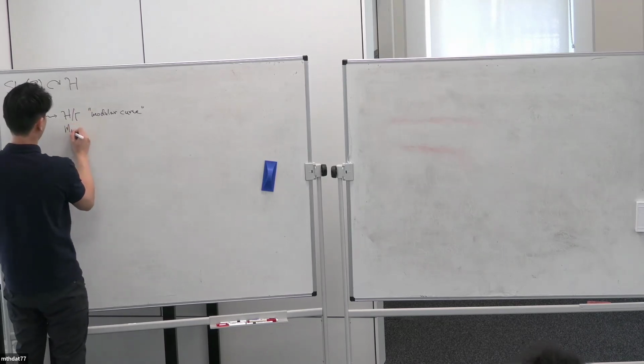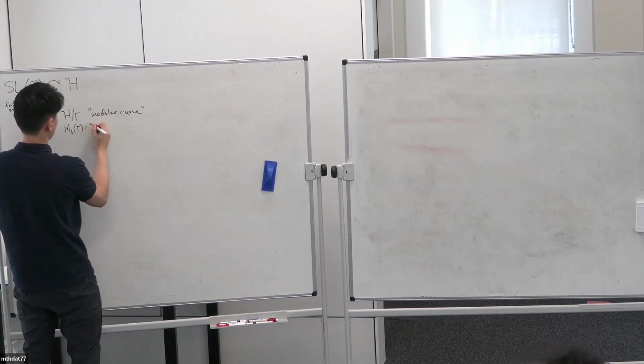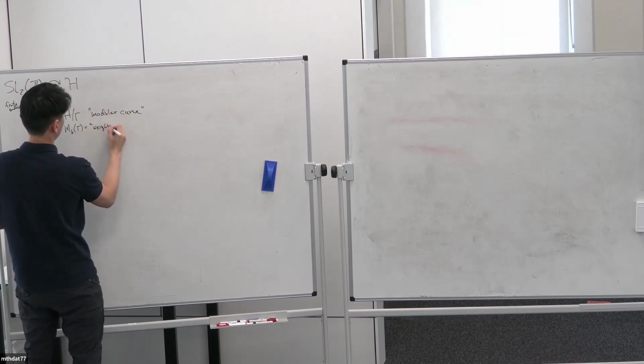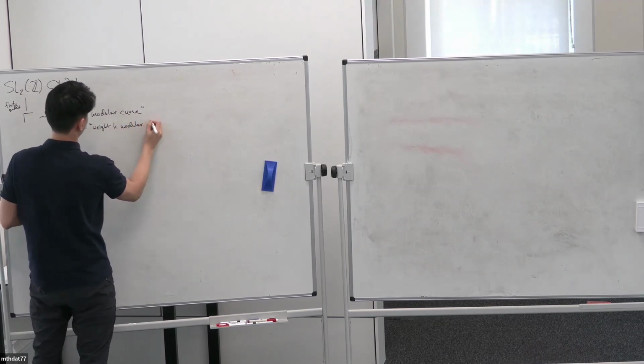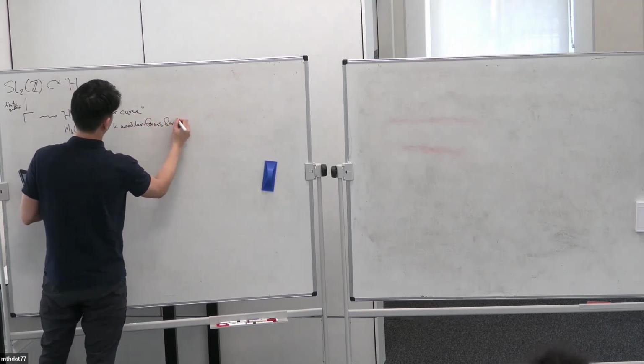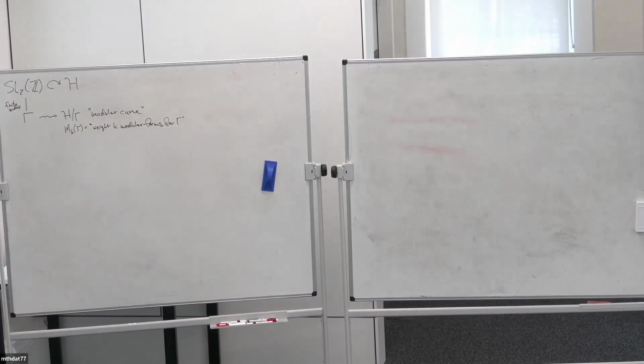And you can also consider modular forms. M_k(gamma) is the space of weight k modular forms for gamma. What is a modular form? You don't need to know too much about it. It's basically a holomorphic function on the upper half plane, and it satisfies some kind of transformation property with respect to gamma. In particular, a weight zero modular form is fully invariant under gamma, and so it descends to a function on the modular curve. In general, for a weight k modular form, it's not necessarily invariant, but it satisfies some kind of transformation property.